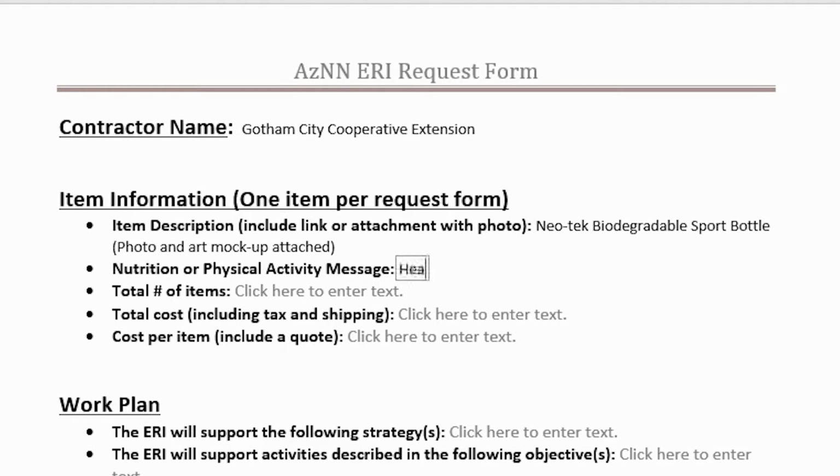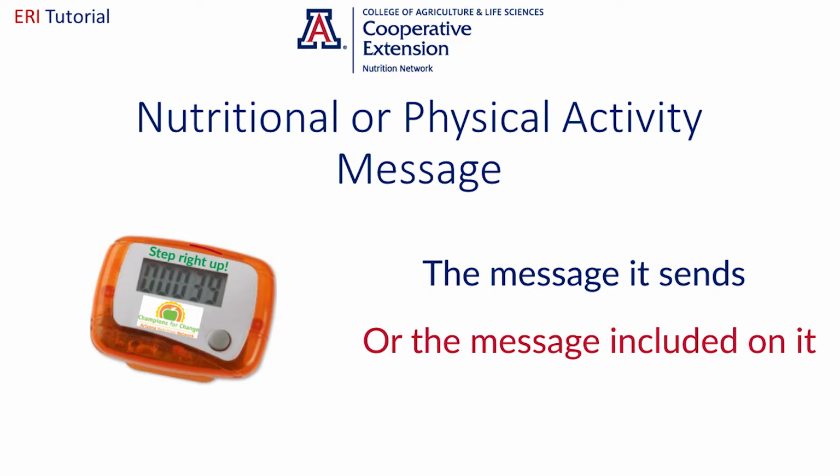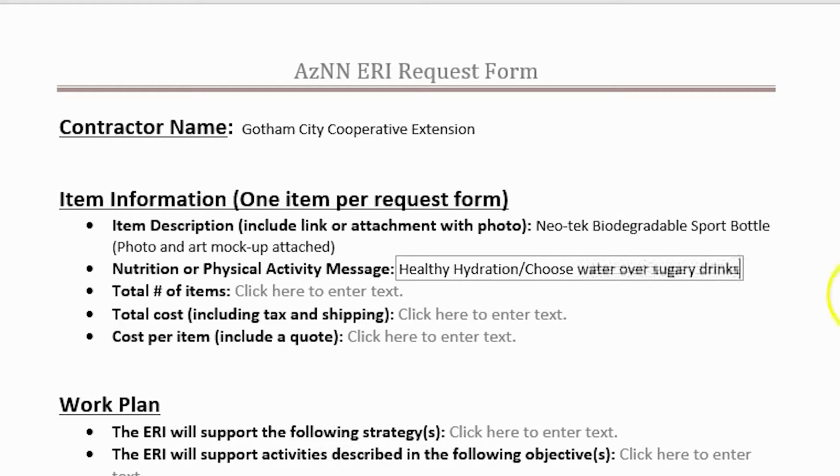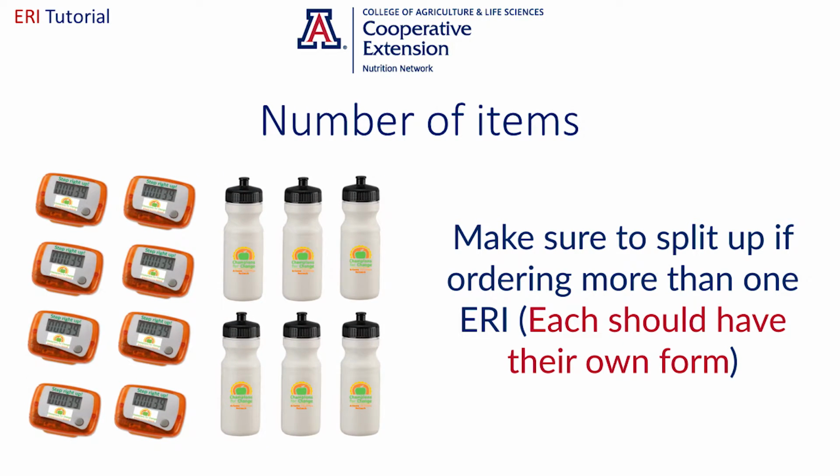Nutrition or physical activity message is asking for the message that corresponds to the item that you are requesting or the message that will be displayed on the ERI. Total number of items asks for the total amount of ERIs that you are requesting to purchase. Remember, if you are requesting more than one ERI, you will need to fill out a separate form for each, so be sure you have split up the item totals accordingly.